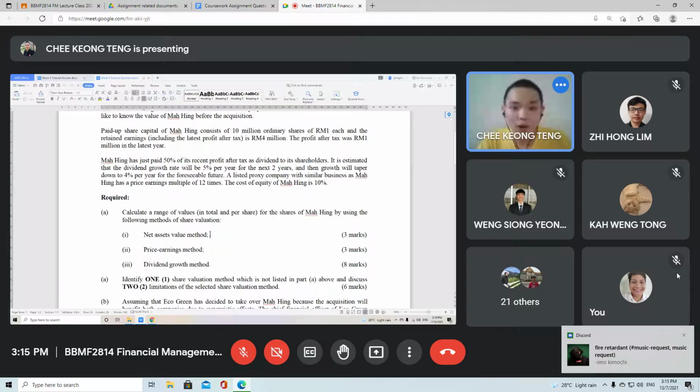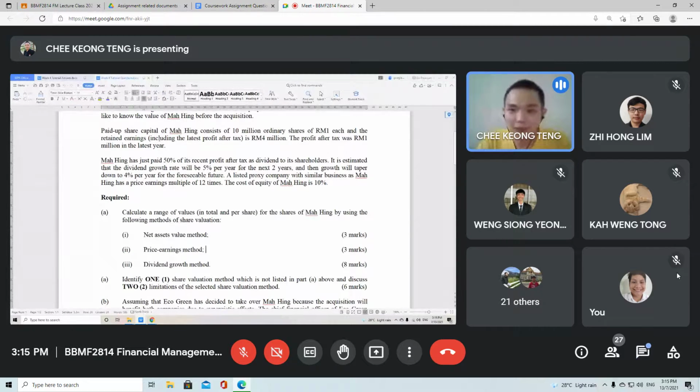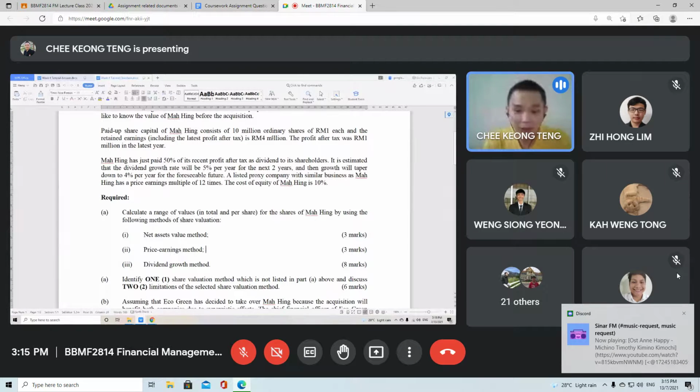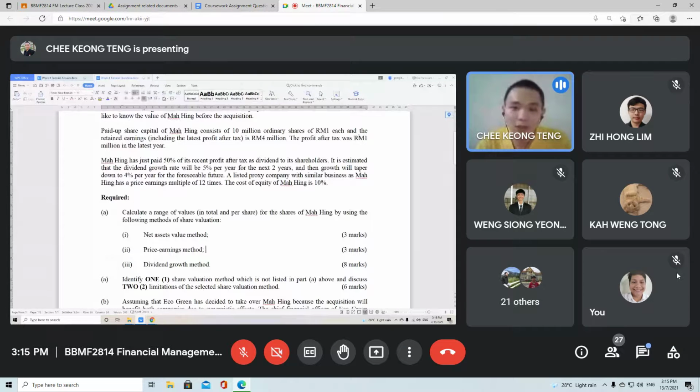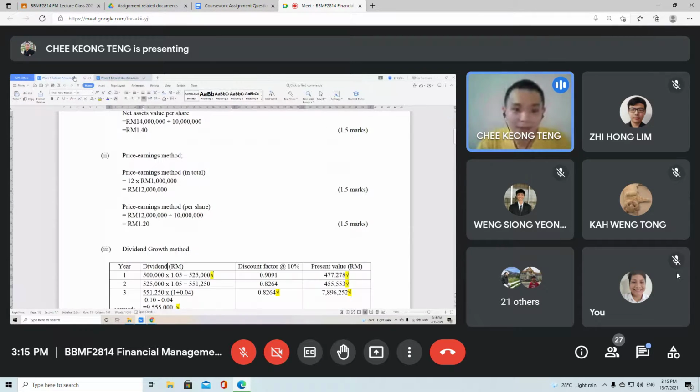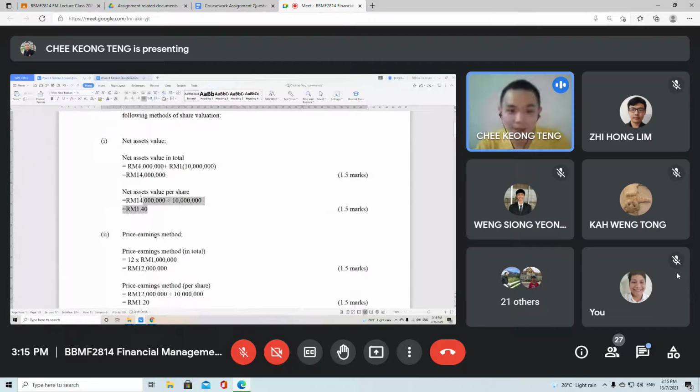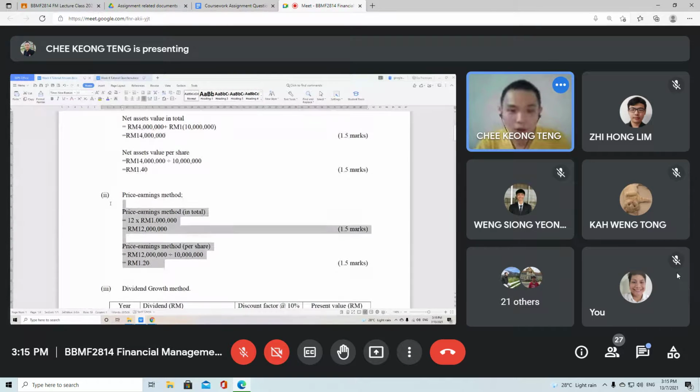As simple as that. PE also extremely simple. We will be just using the earnings, because you can do it in total or per share. In total, the total earnings for that year is 1 million times the PE of 12. So 1 times 12, then will be 12 million. If you want to do it per share, the 12 million divided by 10 million shares is 1.2. So basically, I think the first and second will be very simple for you to score. No issue on that.